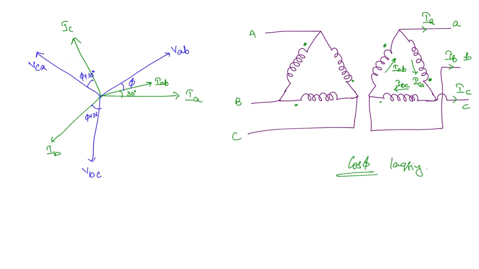Now what is the power that is delivered here? P of delta delta transformer is 3 times V phase I phase cos phi.